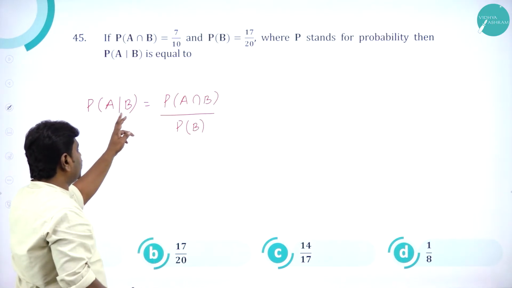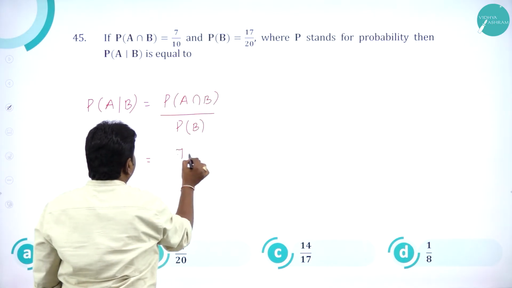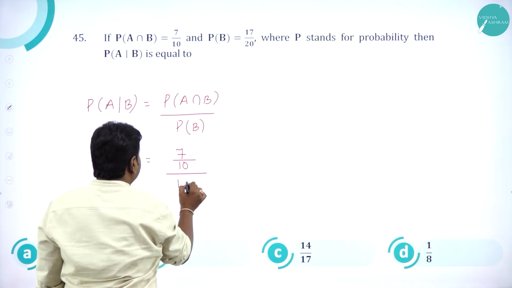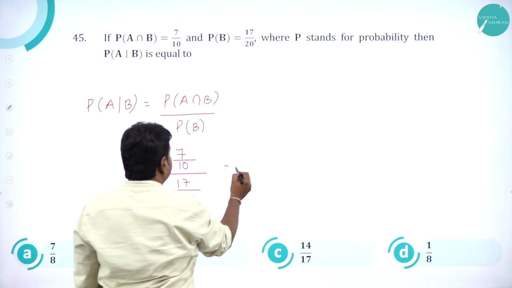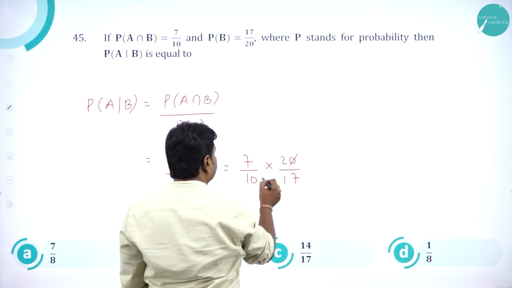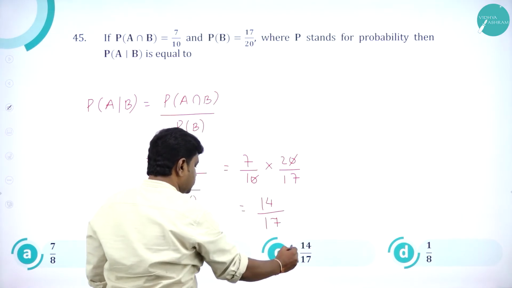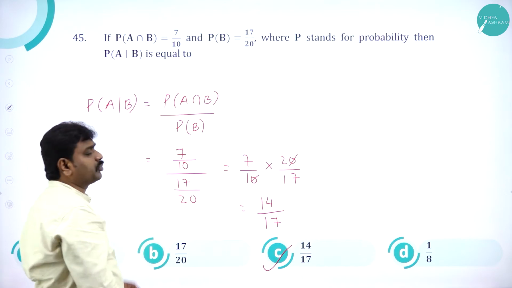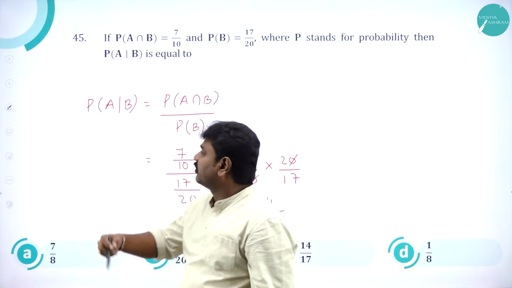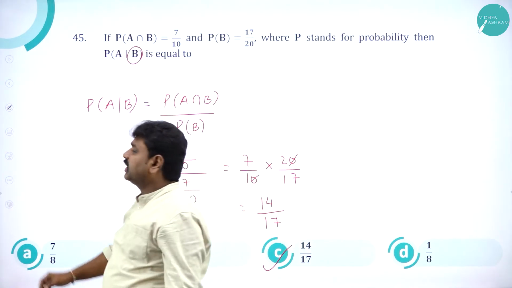So if you have denominator B here, the denominator will be P of B. Given A intersection B as 7/10, divided by P of B, which is 17/20. Simplify this. That is 7/10 into 20/17. Simple and direct. Cancel. So you will get 14/17. Option C. So, a direct question from probability. What is conditional probability? P of A given B is P of A intersection B divided by P of B. Whatever is in the denominator comes as the denominator. That's it. You know conditional probability.